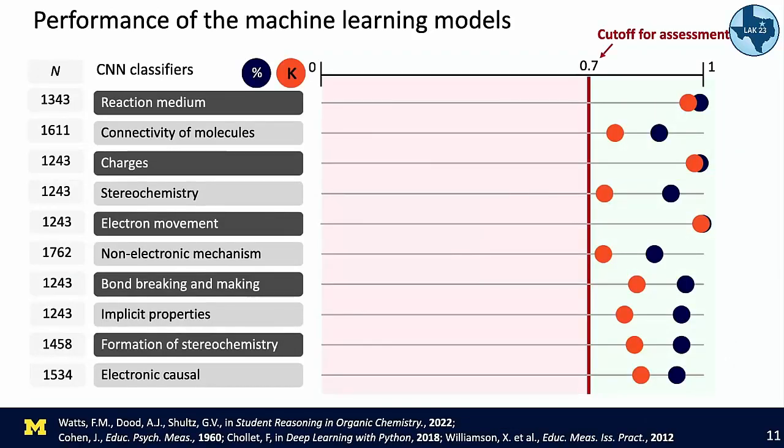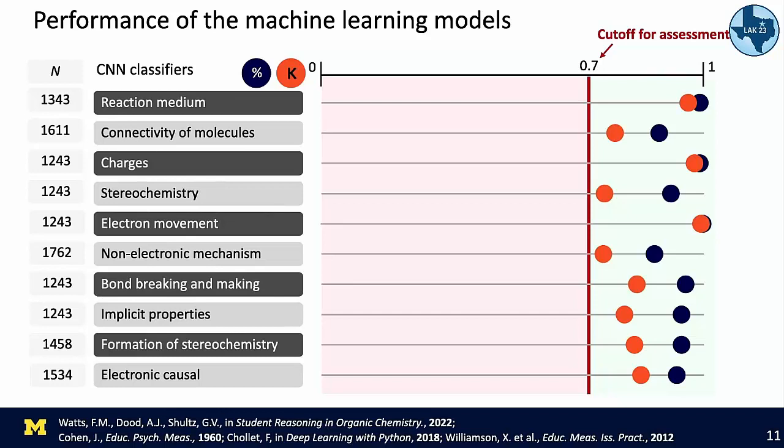So just briefly, I wanted to show sort of how these models perform. These are all CNN classifiers, binary classifiers for each of these different features that we were looking for on a sentence level in students' writing. And in our prior work, we were able to develop these models with high accuracy and Cohen's kappa values above the 0.7 cutoff for assessment purposes.